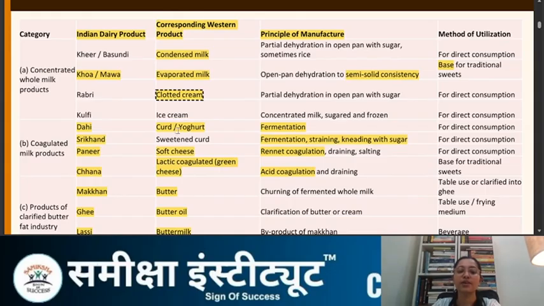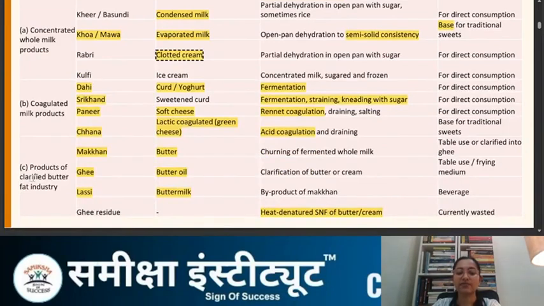Dahi, yogurt or curd, is made through a fermentation process. Shrikhand is again sweetened curd: fermentation along with straining and kneading with sugar. Then paneer is soft cheese, whereas chhana is lactic coagulated. Again very important, these things are also very important. Here rennet coagulation is there, whereas in chhana it is lactic or acid coagulation.